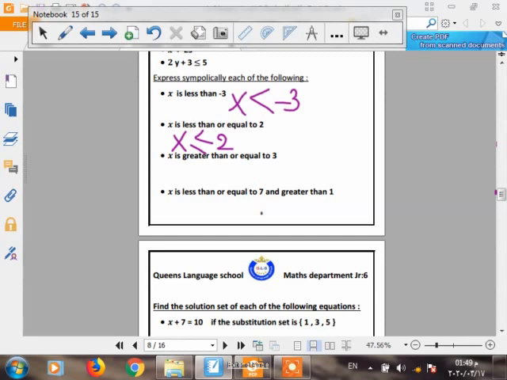x is greater than or equal to 3. I write x, x is greater than. That means the sign will look at x or equal. Don't forget to write the equal sign, 3.